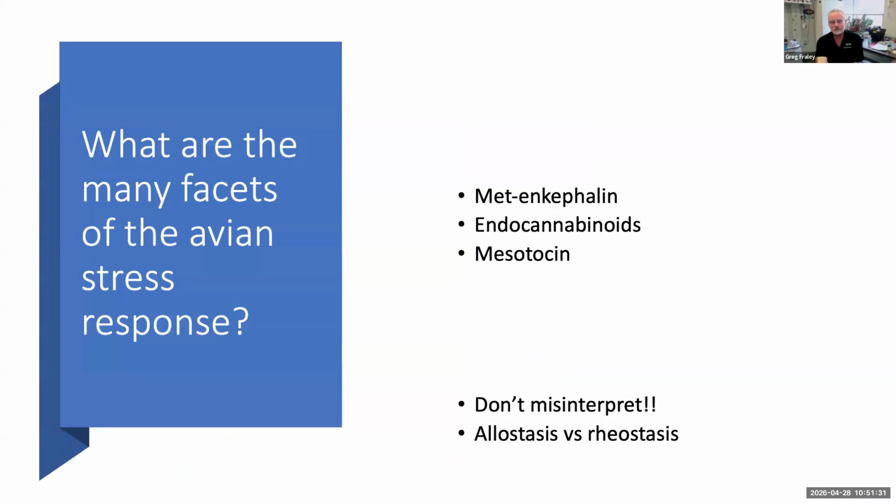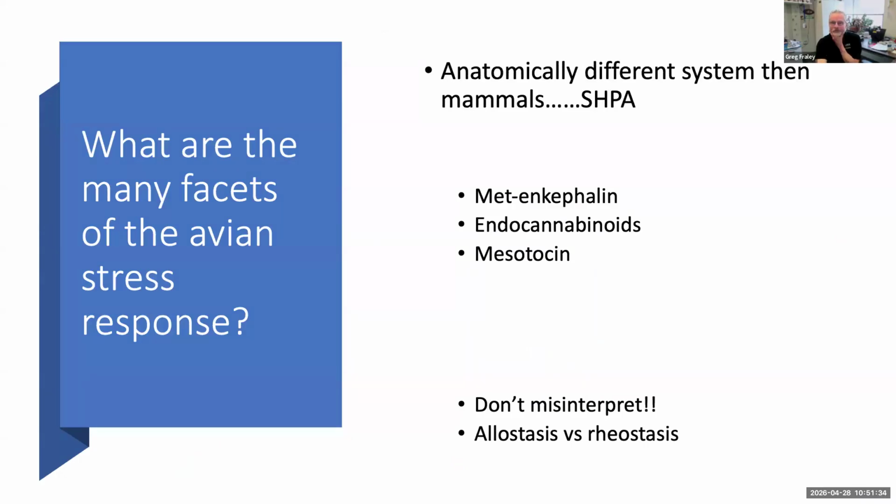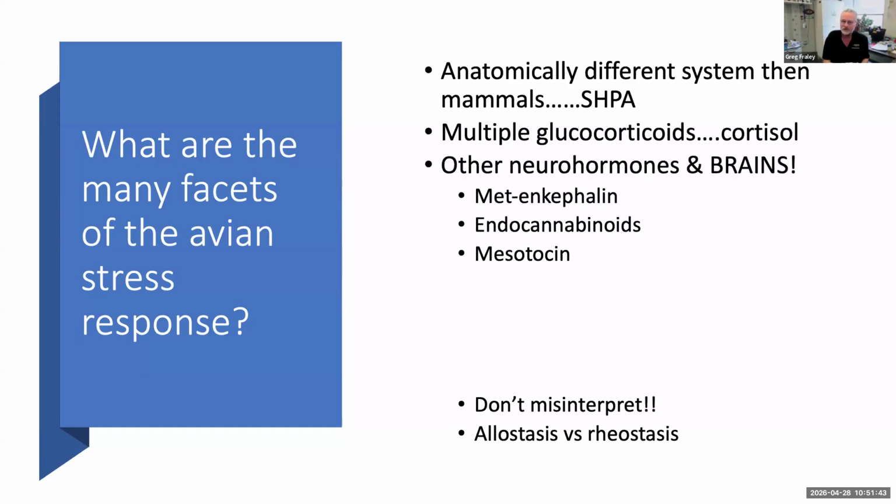Okay, so we can't forget about the different aspects of the stress response. There are multiple glucocorticoids, right? So we can't forget about cortisol. We can't forget that in birds, the anatomy of the stress response is different. It's not just an HPA, it is a septohypothalamic pituitary adrenal axis. There are multiple glucocorticoids, including cortisol, that have a very important physiological role. And there are lots of other neurohormones, and effects within the brain.